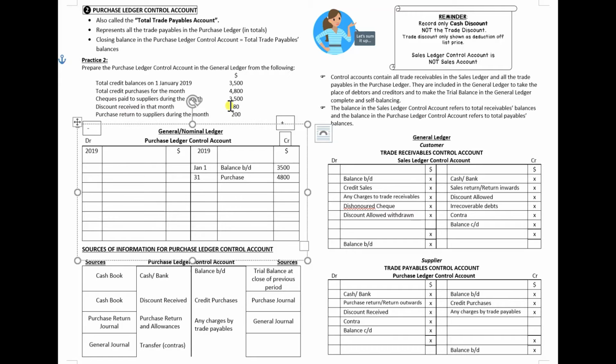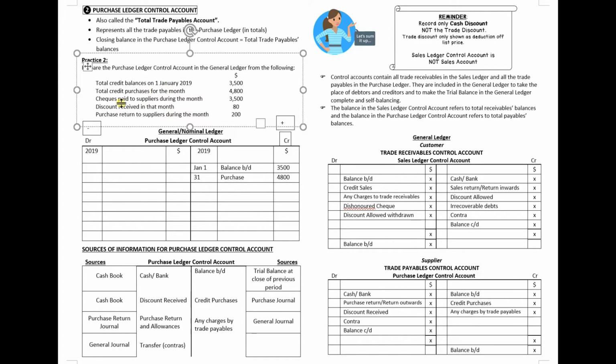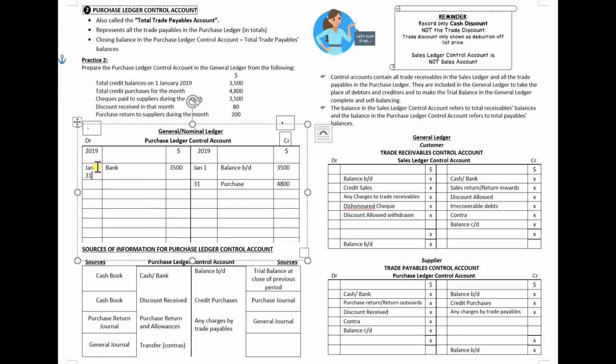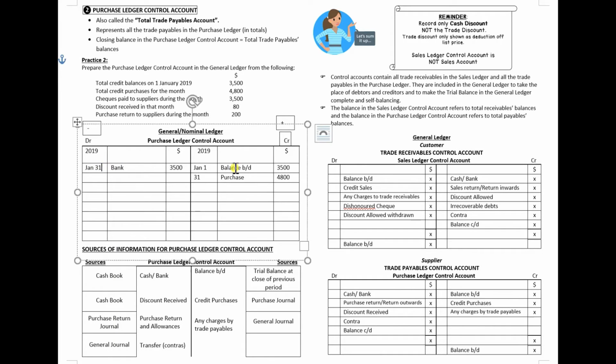Check paid to the supplier during the month. So you pay to supplier, so bank out, supplier in, because the creditors are the suppliers. So bank credit and supplier debit. So bank 3,500. Over here you write January 31st. Only the opening balance you write January 1.